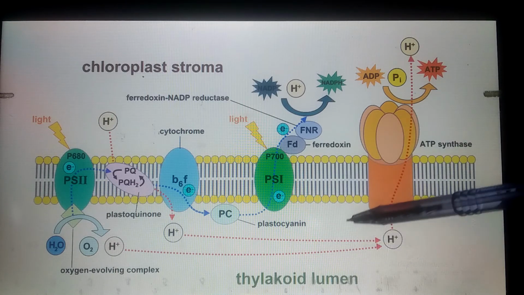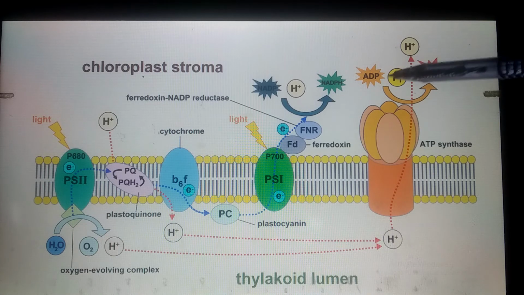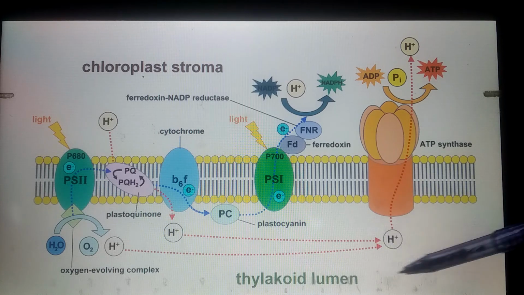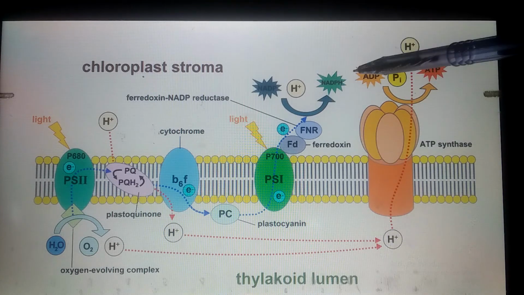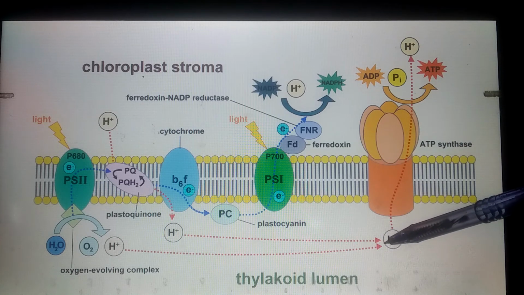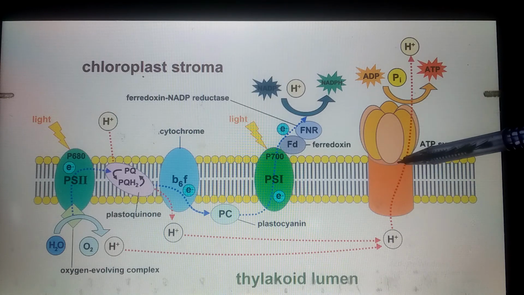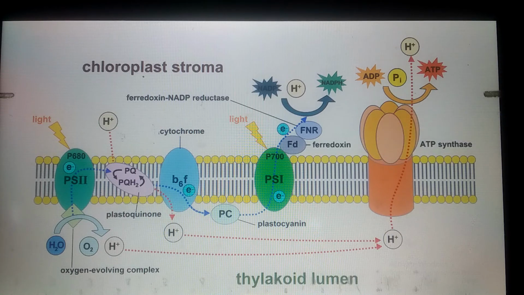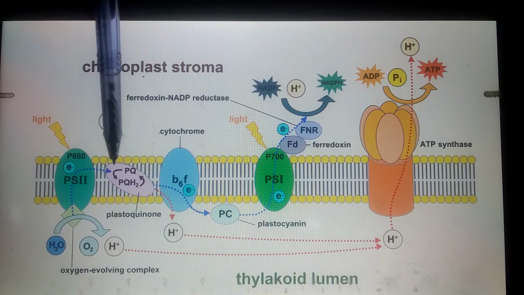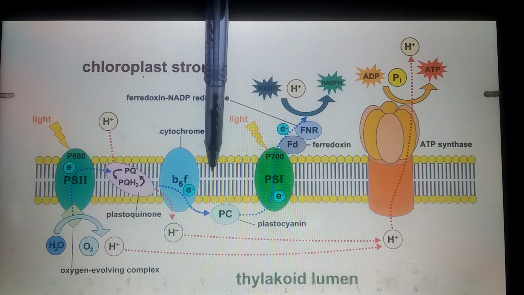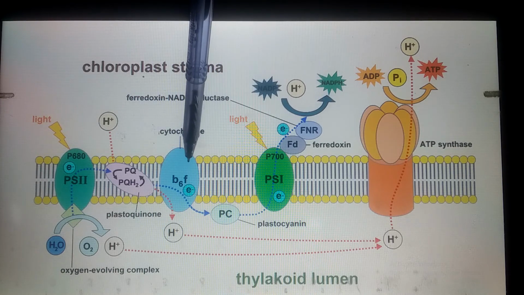The protons move from a higher concentration towards a lower concentration. In the lumen, proton concentration is high. In the stroma, it is low. So when they move from higher to lower, energy is released. That energy is used in the formation of ATP from ADP at ATP synthase. And this step occurs at the cytochrome b. This ATP molecule is produced at cytochrome b and cytochrome f. Is it clear? Cytochrome b and cytochrome f, this energy is produced here.